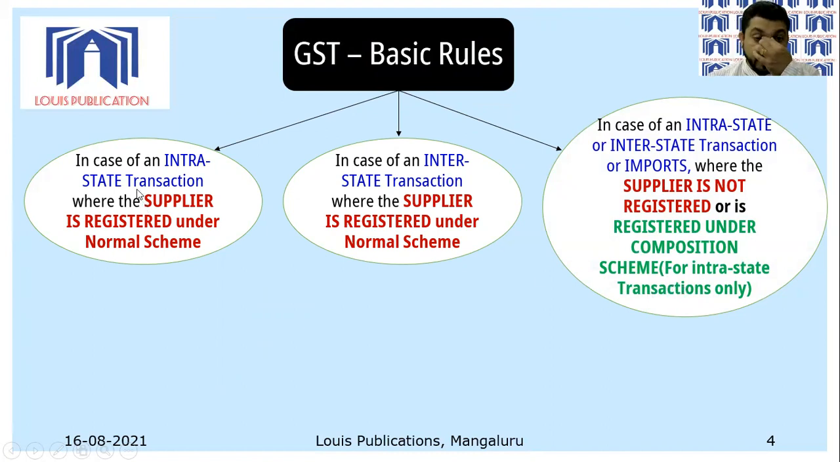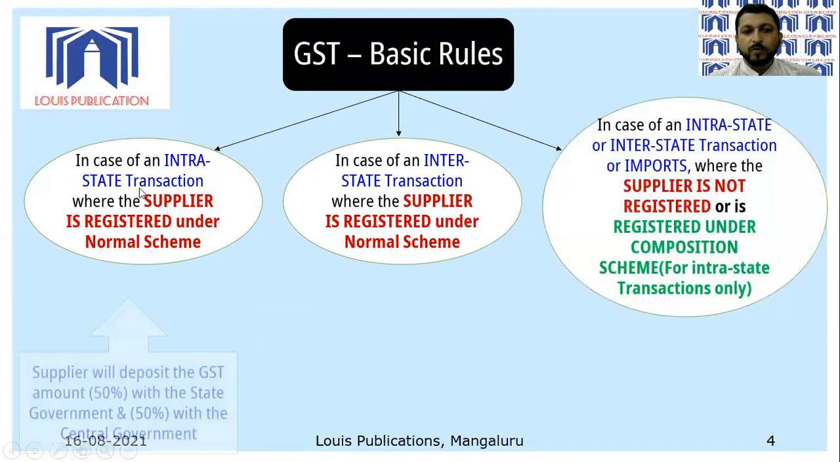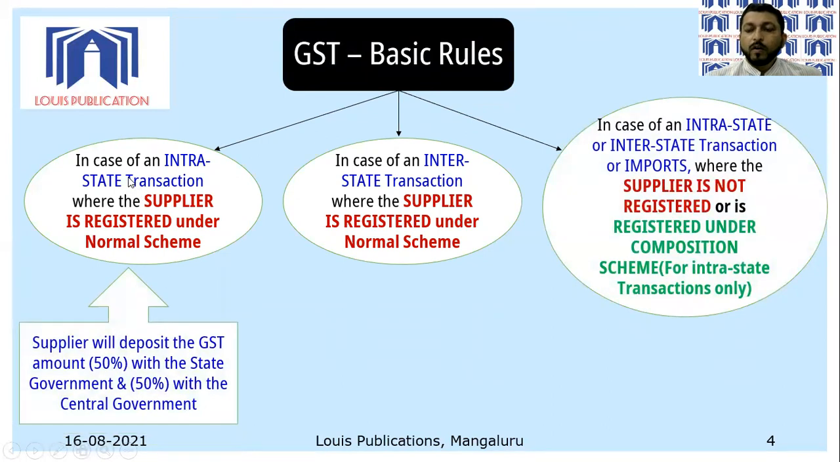So let's understand this particular concept. Now, supplier is going to make an outward supply of goods to the recipient. Supplier is registered. So definitely the recipient will have to pay GST to the supplier, apart from the cost of the goods. Let us focus only on the GST part.